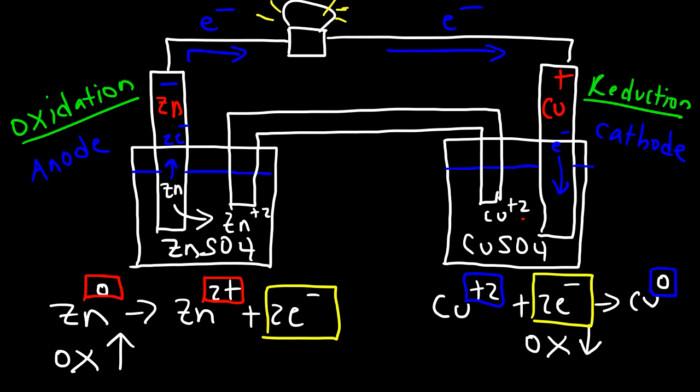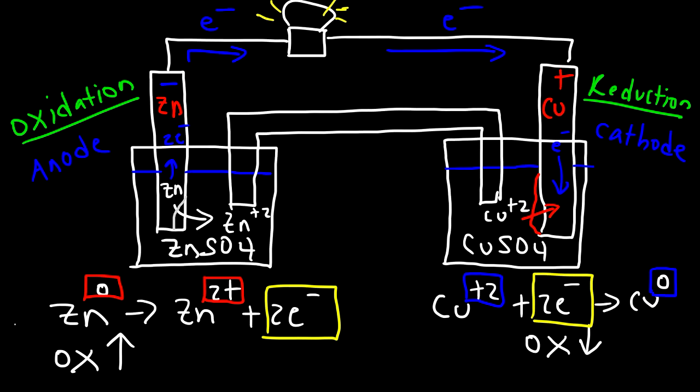And as they accelerate towards the cathode, they're going to pick up the electrons at the interface between the cathode and the solution. As these ions acquire electrons, they turn into copper metal, and so they deposit themselves on the surface of the cathode. So over time, you'll notice that the cathode is going to get bigger because the copper ions are turning into copper atoms on the surface of the copper electrode. Now the zinc electrode is going to get smaller because it's losing mass.